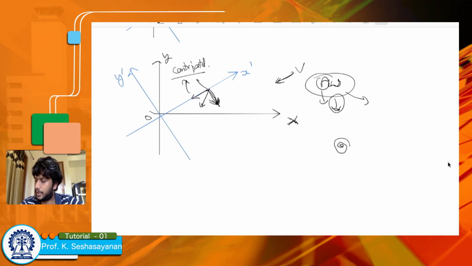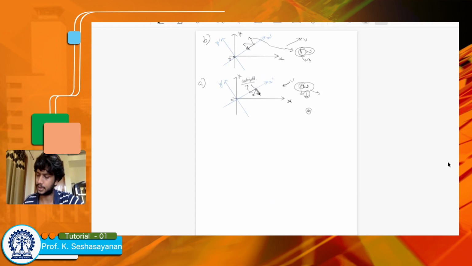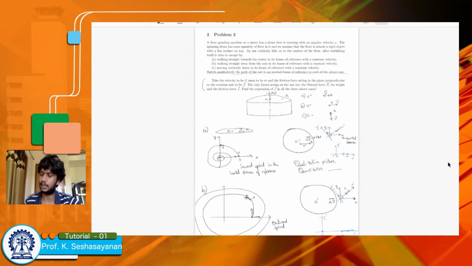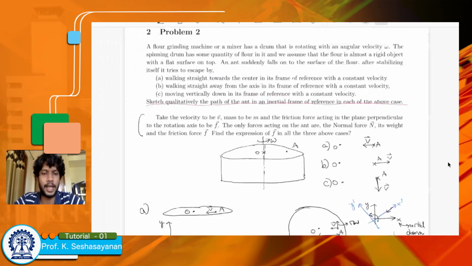So now we have come to the end of tutorial 1. We have looked at a problem where we have rotating frames and a linearly accelerating frame, and we have tried to understand the force balance and the velocities in these frames of reference: the frame of reference of a linearly accelerating frame, the corresponding inertial frame, and also a frame of reference which is rotating, and an inertial frame which is not rotating.